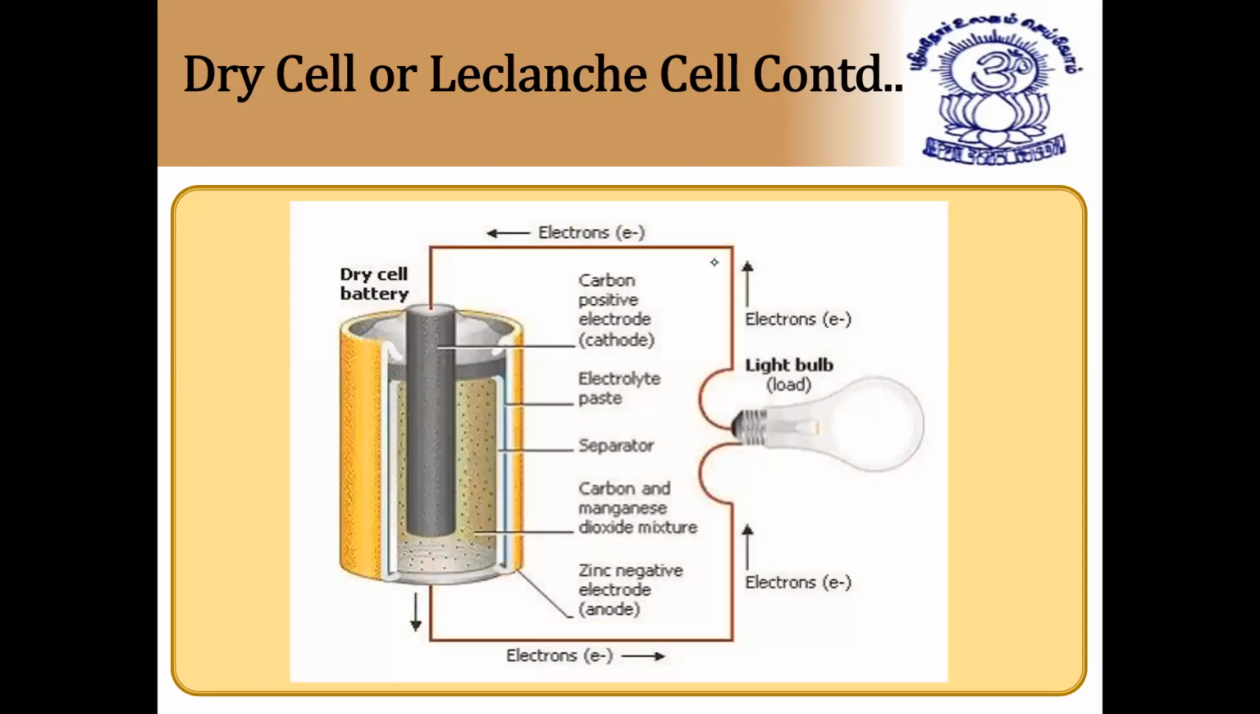Next. So this is the dry cell diagram. It contains a carbon positive electrode, that is the graphite rod, and the electrolyte is a paste of ammonium chloride. And a mixture of carbon and manganese dioxide, and the zinc negative electrode. This is just like the dry cell which you are using in remotes. In remotes, we use a cell now that is called the dry cell. And here the light is glowing. So that is the diagram.